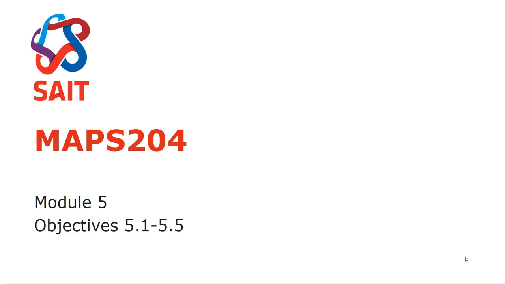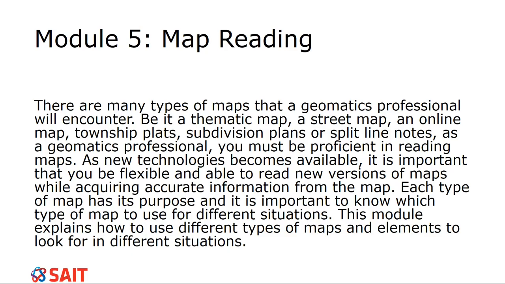Welcome to Module 5, and this one is our map reading module. So going from what I was teaching before with the DLS system in Module 4, this is now looking at all the different kinds of maps. So we have thematic maps, street maps, different online maps, old maps such as township plats, engineering style or cadastral maps such as subdivision plans, and even looking at split line notes, which is a surveying application of different kinds of maps.